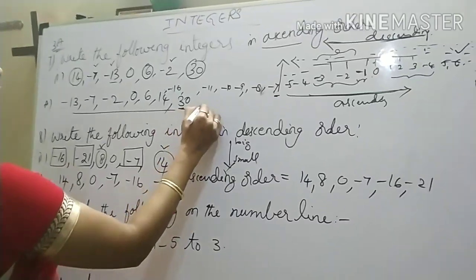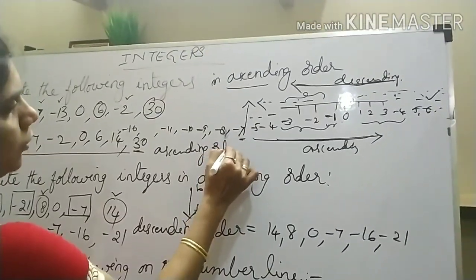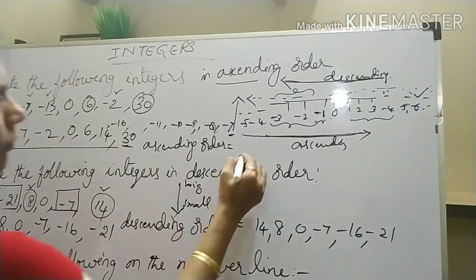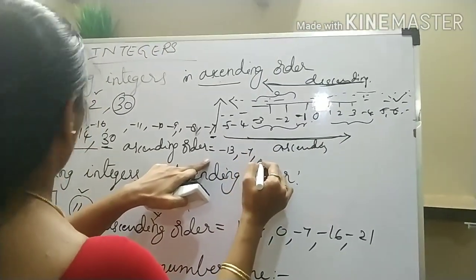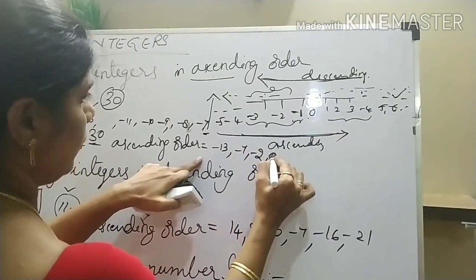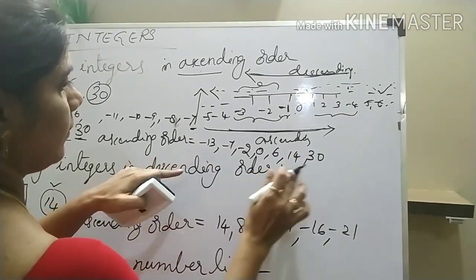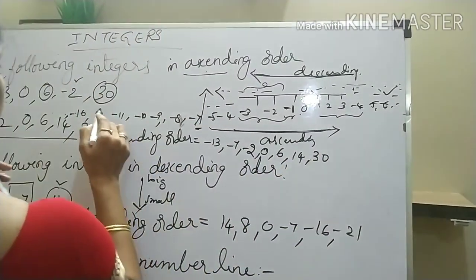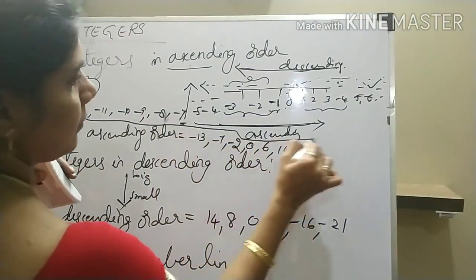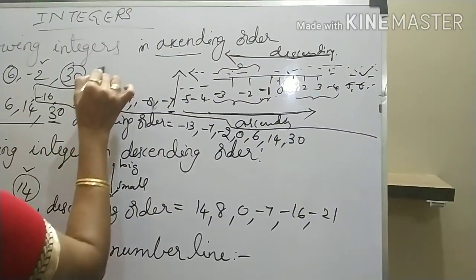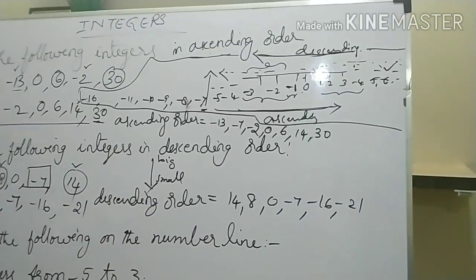Here also write this down: ascending order is equal to, here what they have given, minus 13, minus 7, minus 2, 0, and 6, 14, and the last one is 13. So this is for explanation purposes I have written here. So leave this one. Okay, this is your answer.